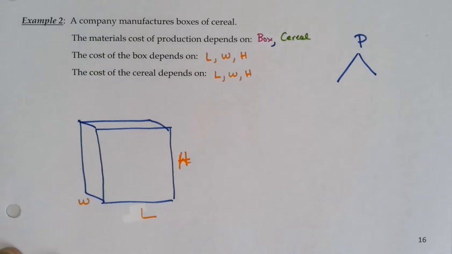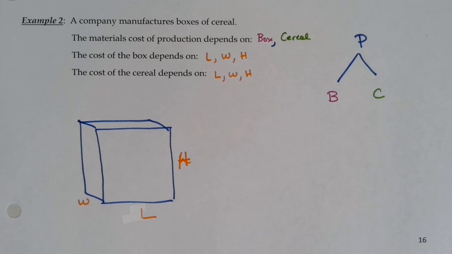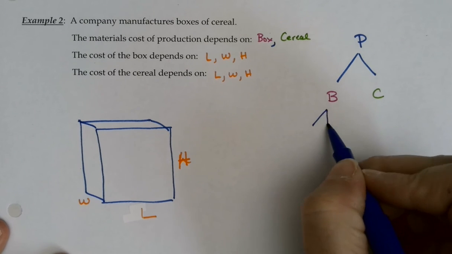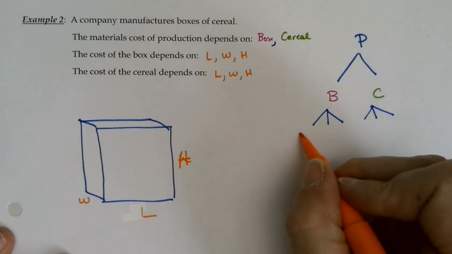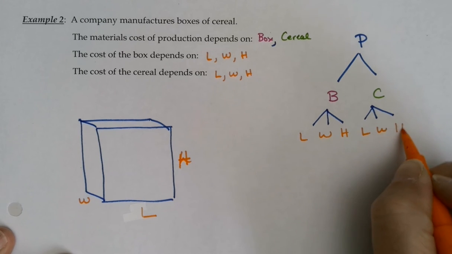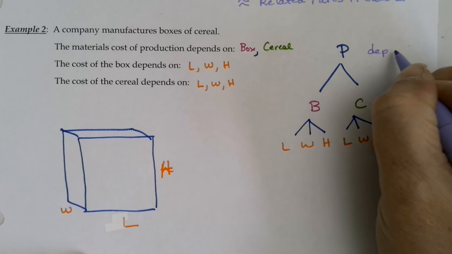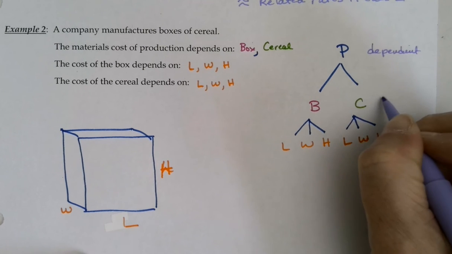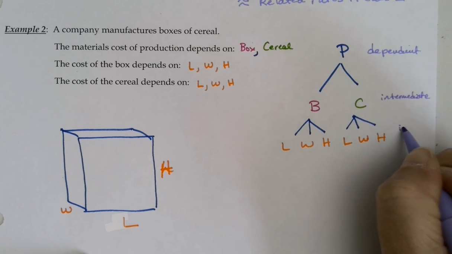All right, so that depends on B, the box's cost, the cardboard and all of that, and C, the cereal you're putting inside of it. Now each of these depends on three things. Right, cost depends on length, width, and height, and so does the box. It's just that this is cardboard, length, width, and height, and this is how much space there is in the box to put cereal into it. So this is the dependent variable up here. These are the intermediate variables here. And then these are the independent down here.